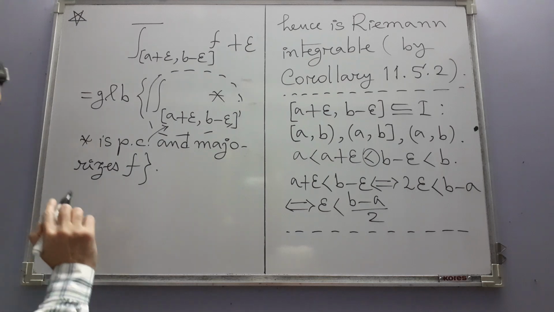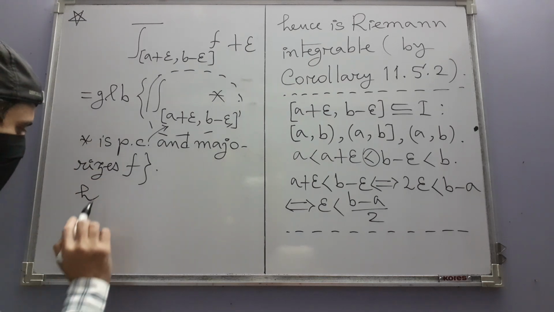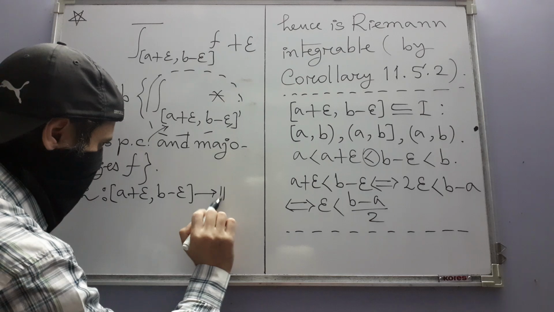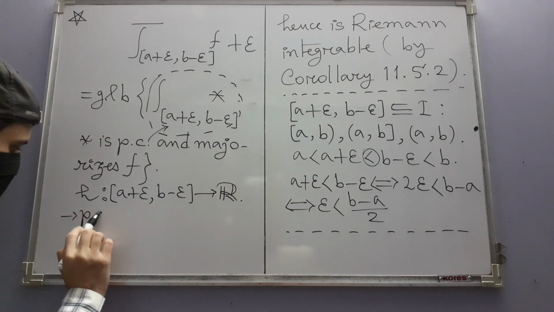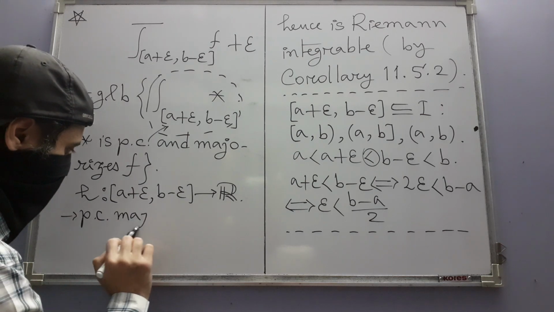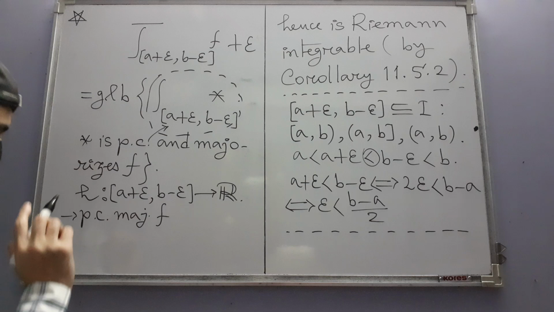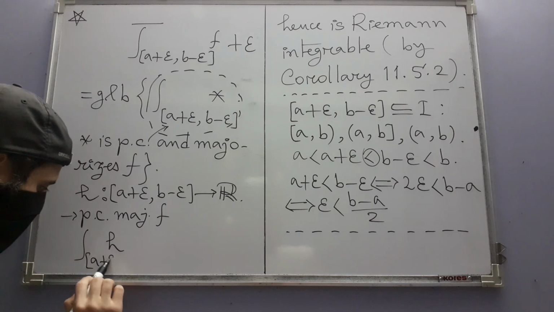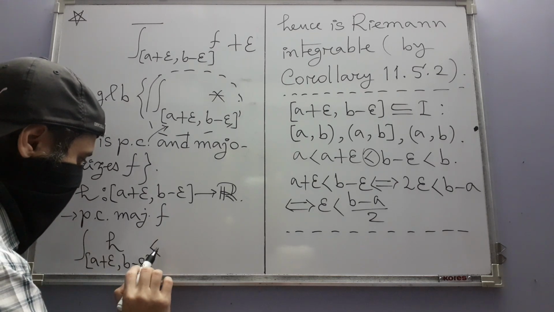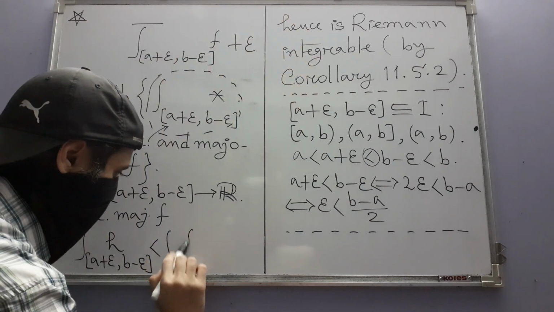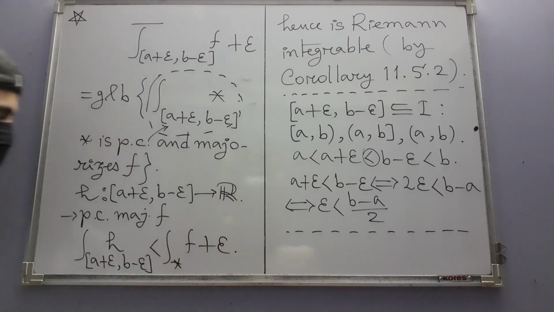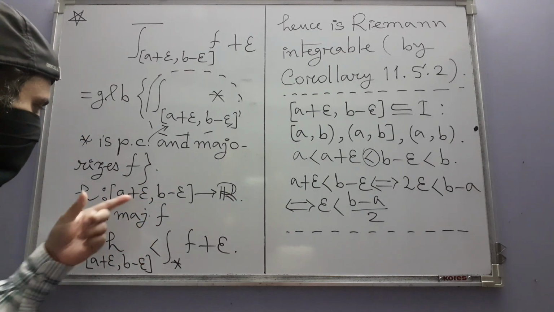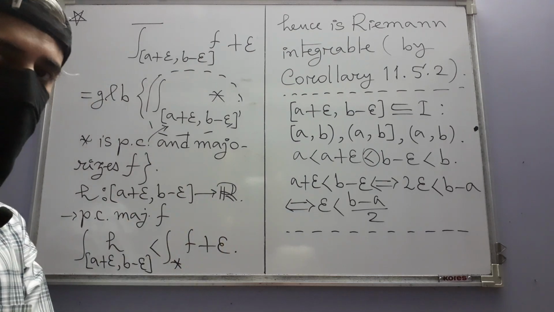Right? That means there will exist a function h on this interval which is piecewise constant and which majorizes f on this interval and such that the integral of h on this interval is less than the integral of f on this interval plus epsilon. Okay, so such a function will exist, and note also that this function has this subinterval as its domain, not the entire I.